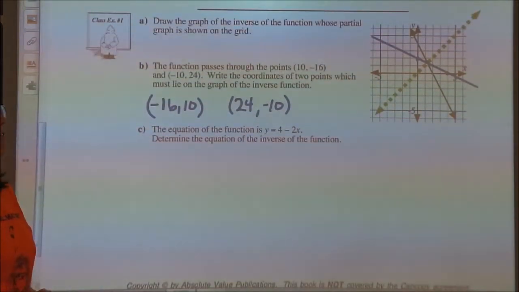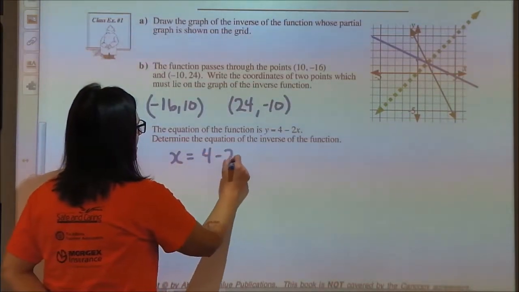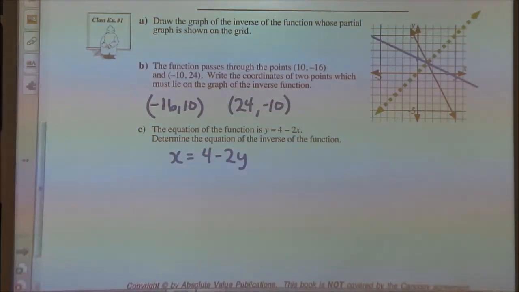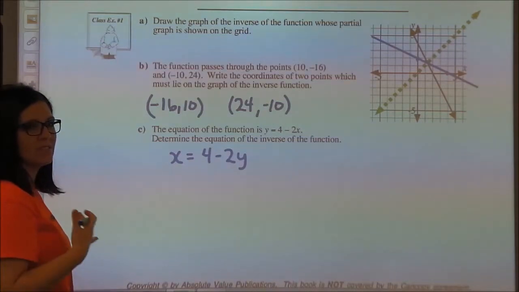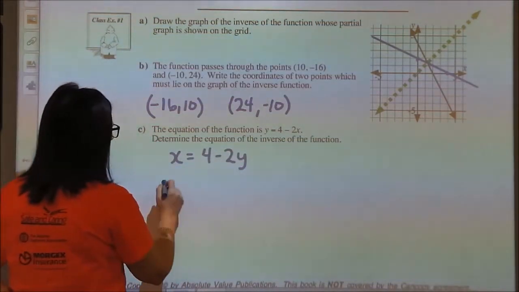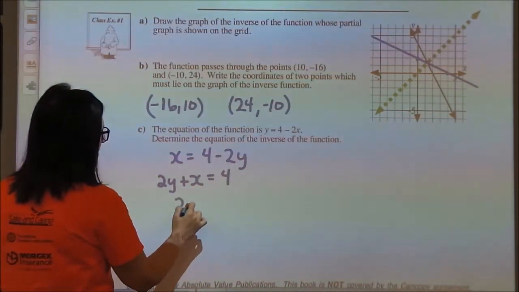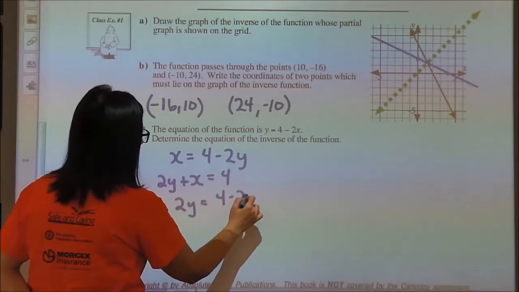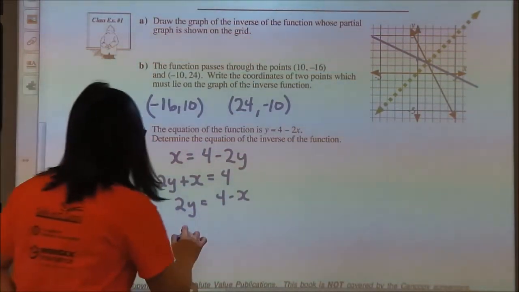And then finally, if I have the equation y equals 4 minus 2x, for the inverse equation I interchange the x and the y. And what I get is x equals 4 minus 2y. What I would probably do at this point, just to avoid the negative, is bring the 2y over, and then move the x over. And then my last step would be to divide everything by 2.